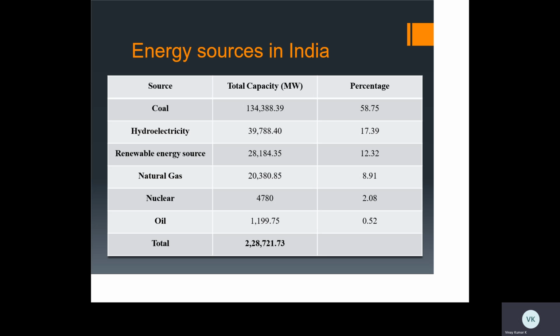And from natural gas and nuclear, this is of high cost, and we need technically skilled people to generate power from nuclear stations. The next thing is oil, which is a very small amount. So this is how the energy sources are mainly distributed in India.